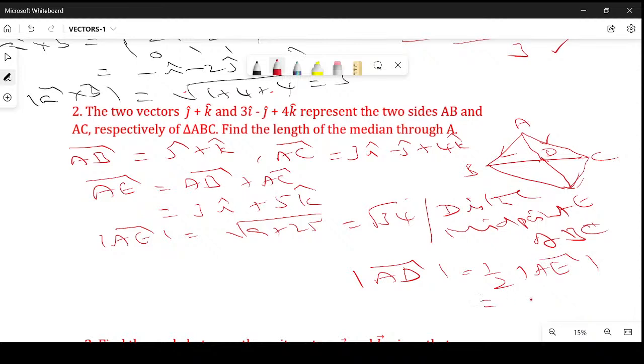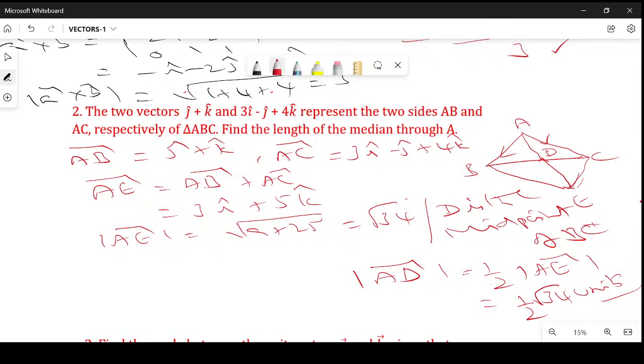So you will get 1 by 2 into root 34. It will be half into root 34 units. So this will be our answer, right? That is the required answer.